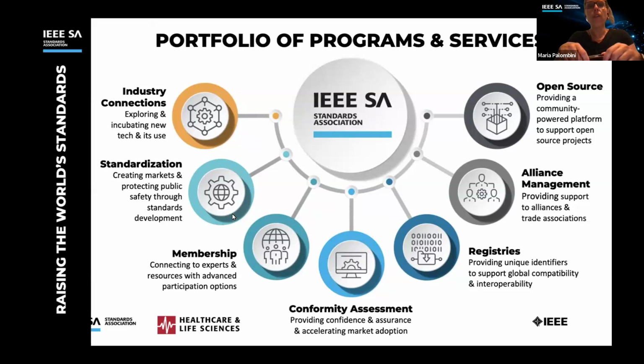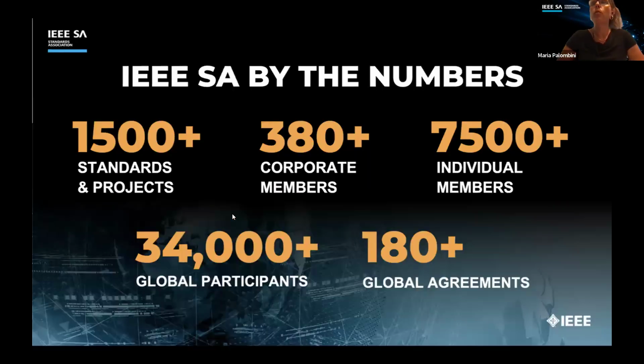So a lot of our work sits in incubation in this concept of industry connections. But actually today we are going to talk about a standard that was just published, the IEEE 2933 standard, but there's other areas of opportunity here in our ecosystem. As far as the SA, the Standards Association, we have over 1,500 standards and projects. We have over 380 corporate members, and we also have 34,000 global participants.